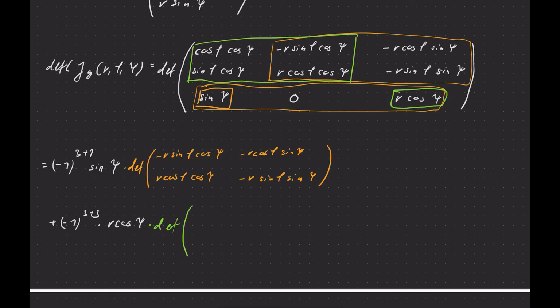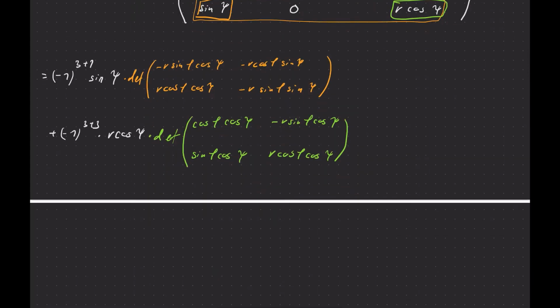So what is left is the determinant of cosine psi, cosine phi cosine psi, sine phi cosine psi, and minus r sine phi cosine psi, r cosine phi cosine psi. Okay, so let's evaluate the result here. Minus 1 to the fourth is plus 1, so we have sine psi plus sine psi here.